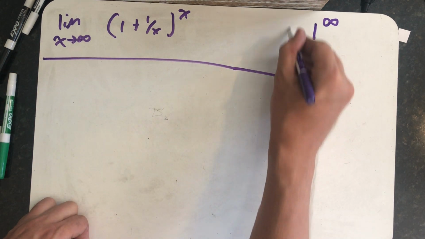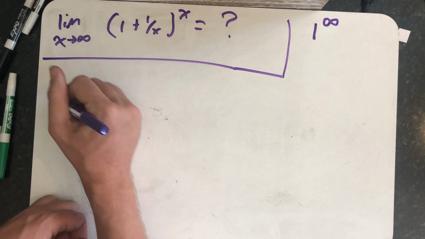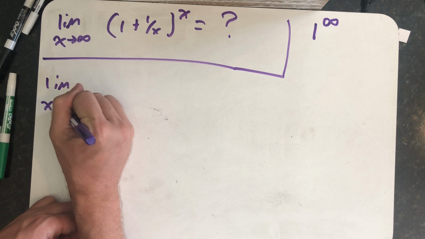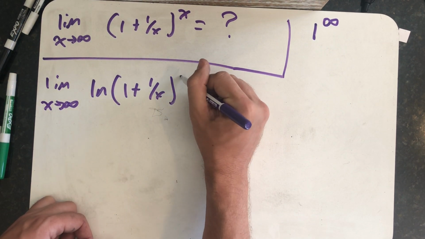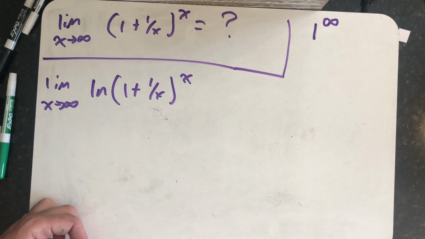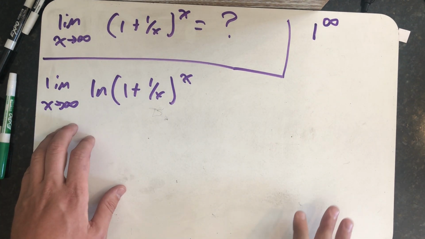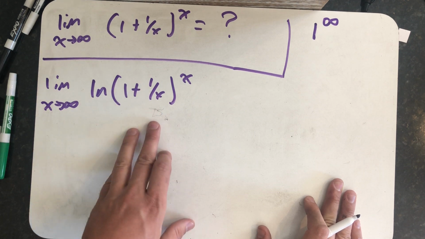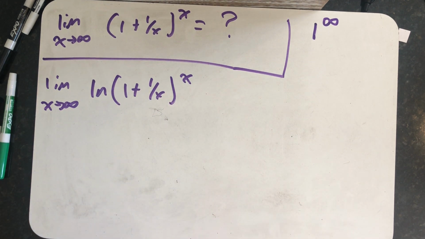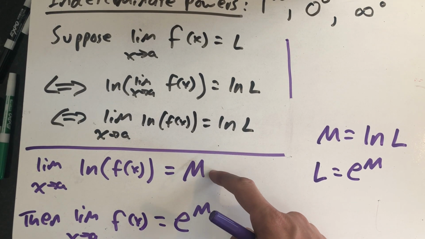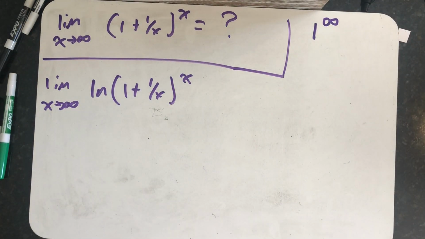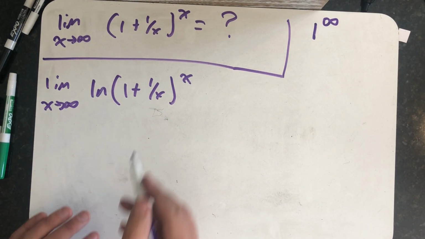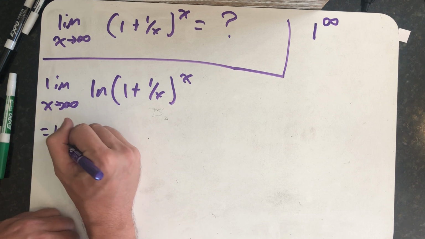I'm not going to answer this question yet. I'm going to ask myself a related limits question. I'm going to solve this problem. The limit as x approaches infinity of the natural log of 1 plus 1 over x all raised to the x power. Because again, if I can solve this question, then the answer to the original one is e raised to the limiting value I got. By introducing the natural log, I can rewrite that power out front.